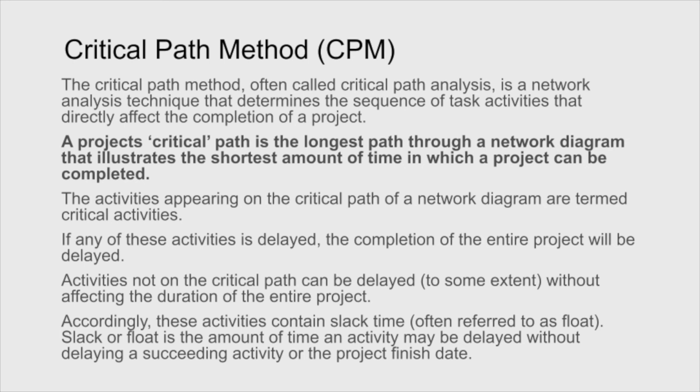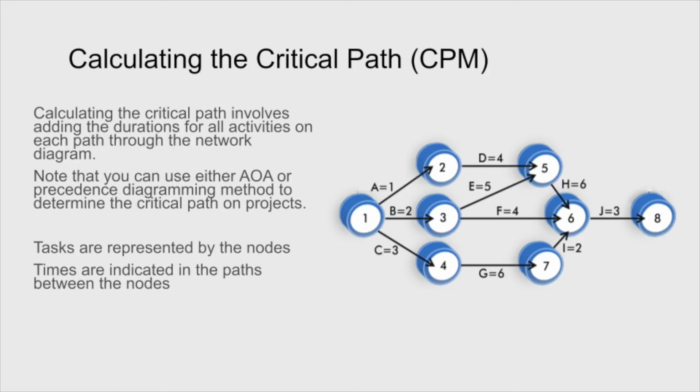The activities appearing on the critical path of a network diagram are termed critical tasks. If any of the activities are delayed along the critical path, the completion of the entire project will be delayed. Activities not on the critical path can be delayed to some extent without really affecting the duration of the entire project. Accordingly, these activities are called slack time. Often it's called float too, as the amount of time an activity may be delayed without delaying the success of the project.